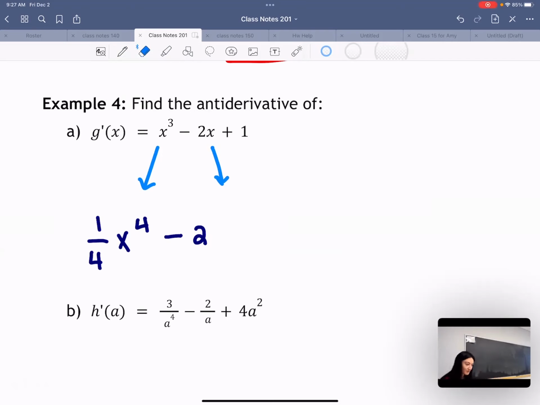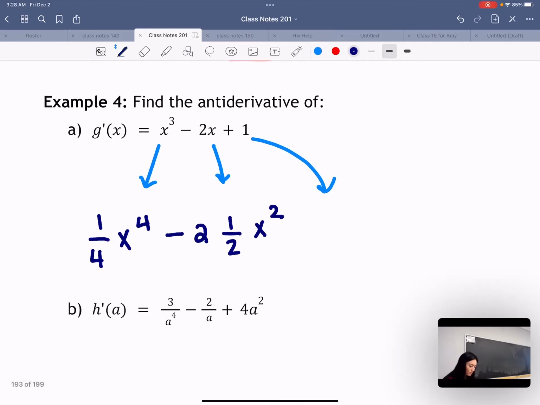What's the antiderivative of just x though? 1/2 x squared, good. So 2 times 1/2 x squared, okay. And then there's one I didn't tell you about yet. What's the antiderivative of 1? You had it. 1x, right?